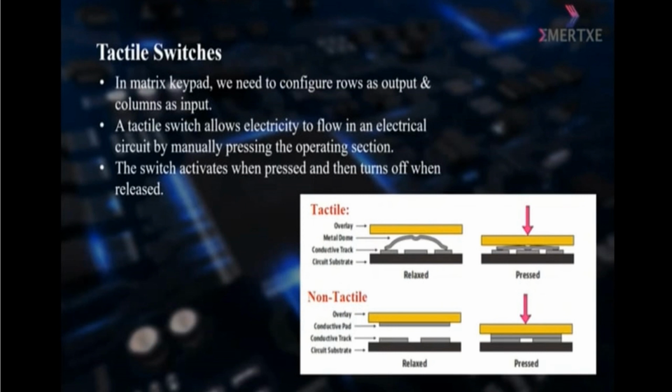And here are the tactile switches. In a matrix keypad, we need to configure rows as output and columns as input. A tactile switch allows electricity to flow in an electrical circuit by manually pressing the operating section. The switch activates when pressed and turns off when released, as shown in the figure below. A tactile switch consists of overlay, metal, conductor track, and circuit substrate. Here the relaxed and pressed states are also shown.